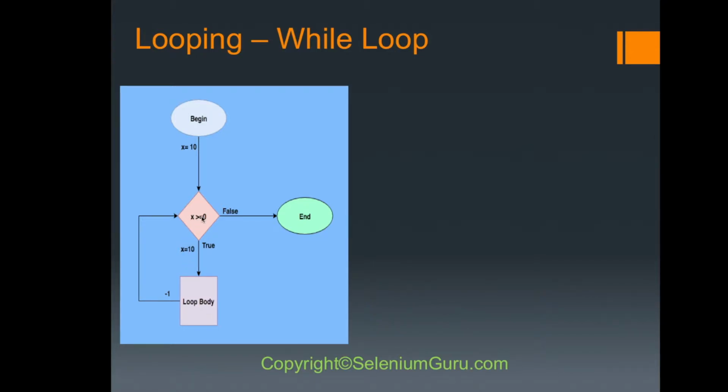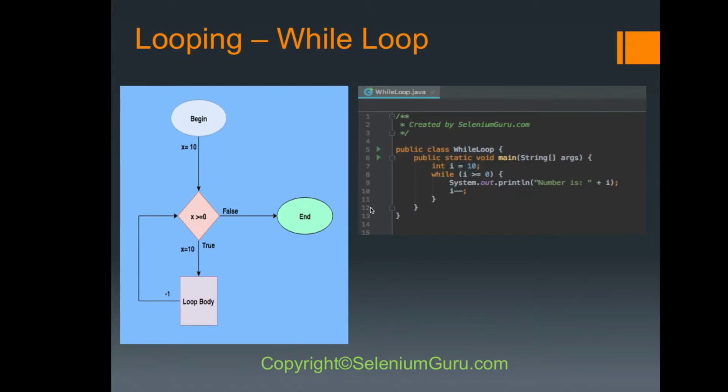Once it becomes 0, then it's going to end the code, because now x is greater than or equal to 0 is false, so it's going to execute the final code here. Alright, so what happens when you write it in our Java code?